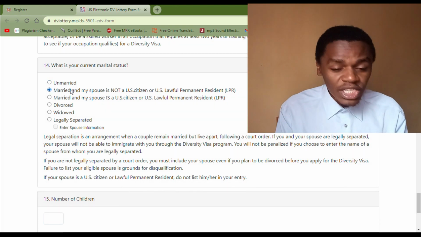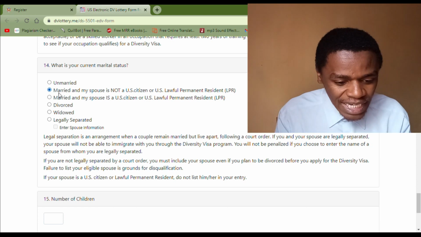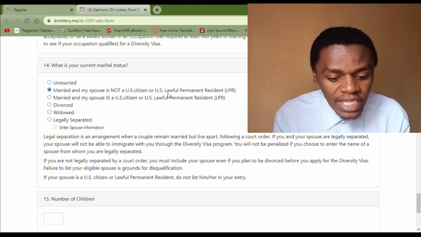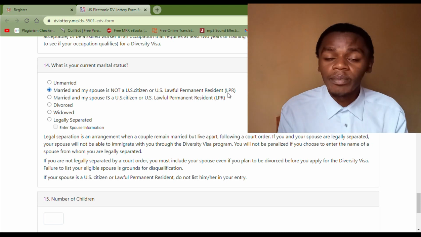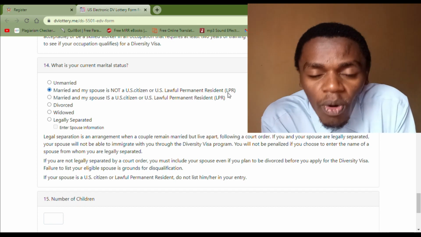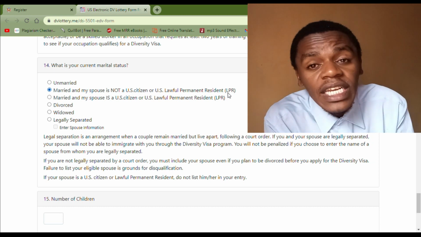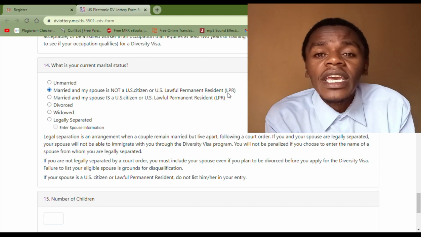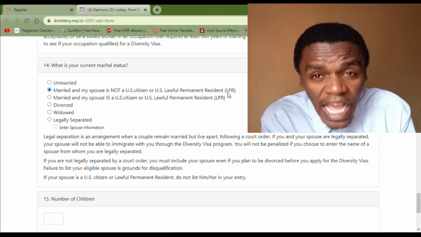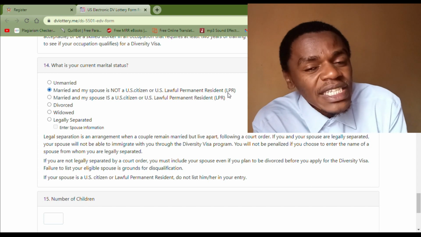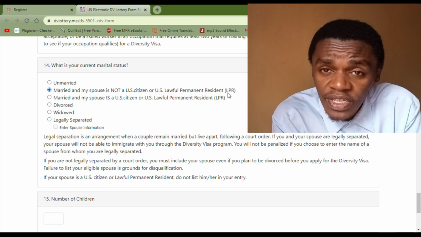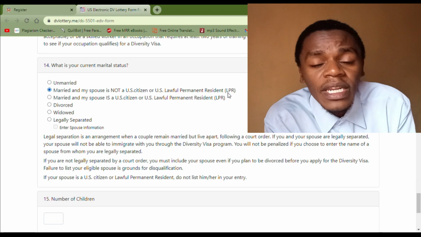The second category is married and my spouse is not a US citizen or US lawful permanent resident, LPR. This category is for all those people who are legally married. That means they have the marriage document, but their spouses are not US citizens or they are not holding the green card visa. They are not lawful permanent residents.